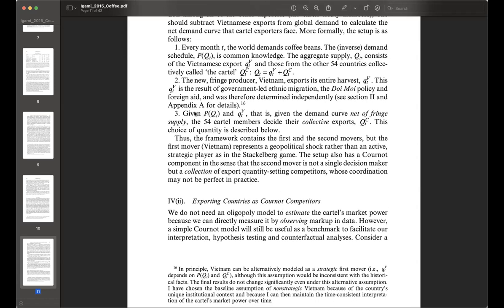Okay, so this is also interesting. Given PQ, where QT is the total and QV is everyone else, you will have a demand curve net of fringe supply, which the 54 cartel members decide their collective exports QC. In the language that we used before, what is the demand that a Cournot competitor faces after you subtract everyone else's production? What did we call that? Residual demand. Exactly, Leland. Thank you. So this is residual demand.